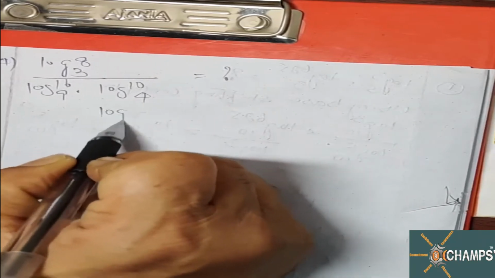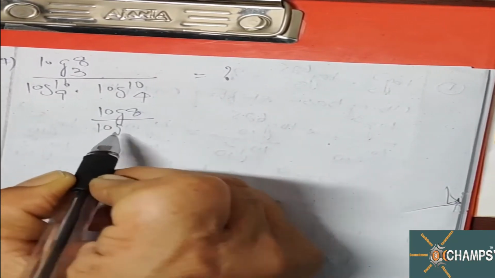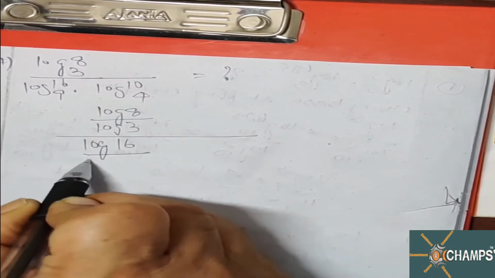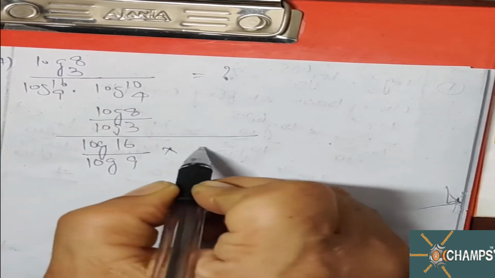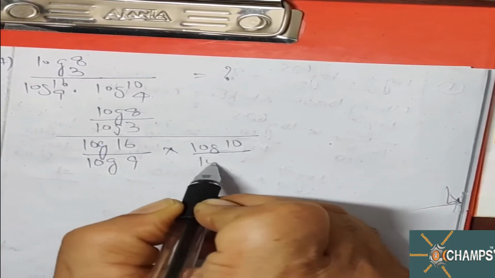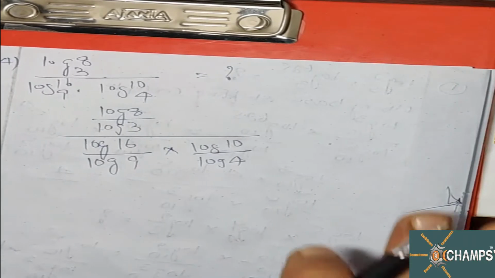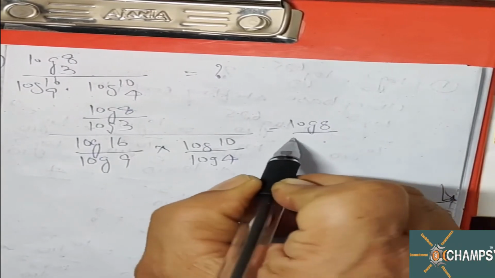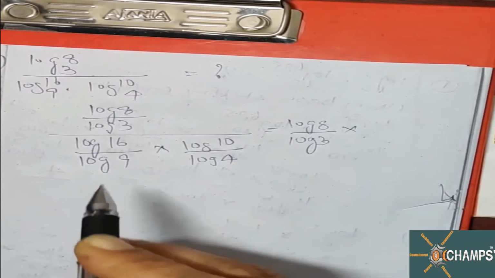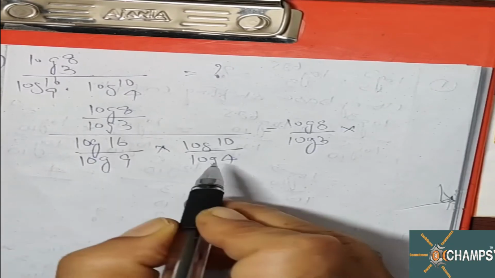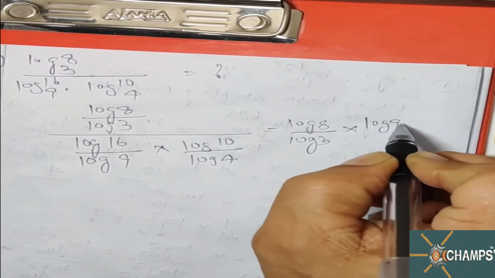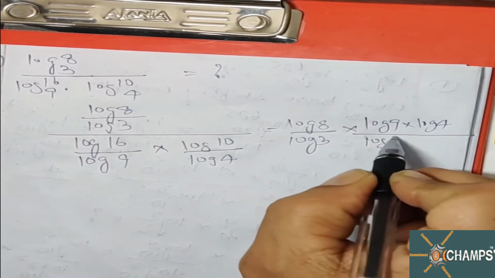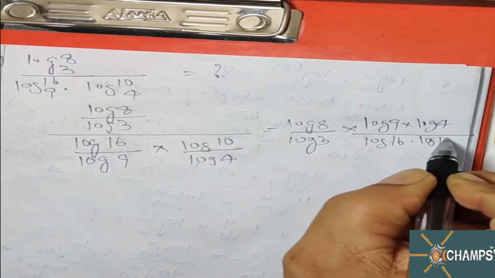Log 8 to the base 3 can be written as log 8 divided by log 3, whole divided by log 16 divided by log 9 into log 10 divided by log 4. Now this can be written as log 8 by log 3. Log 9 and log 4 will go to the numerator: log 9 into log 4 divided by log 16 into log 10.